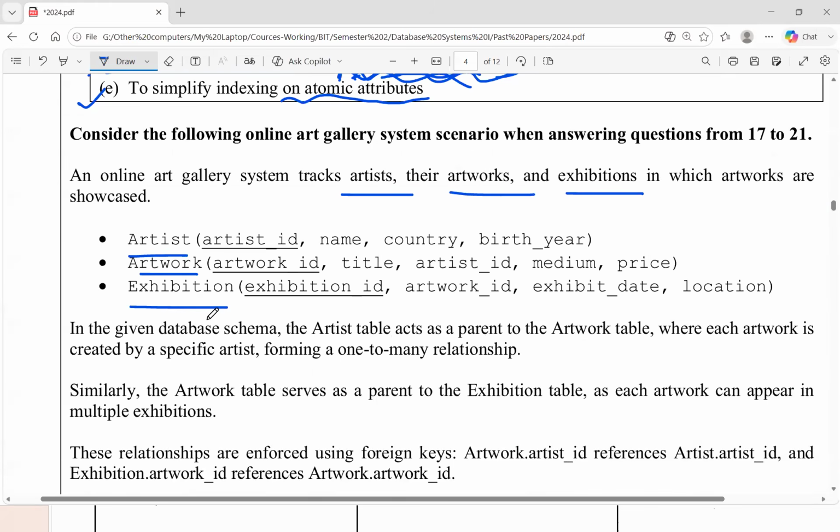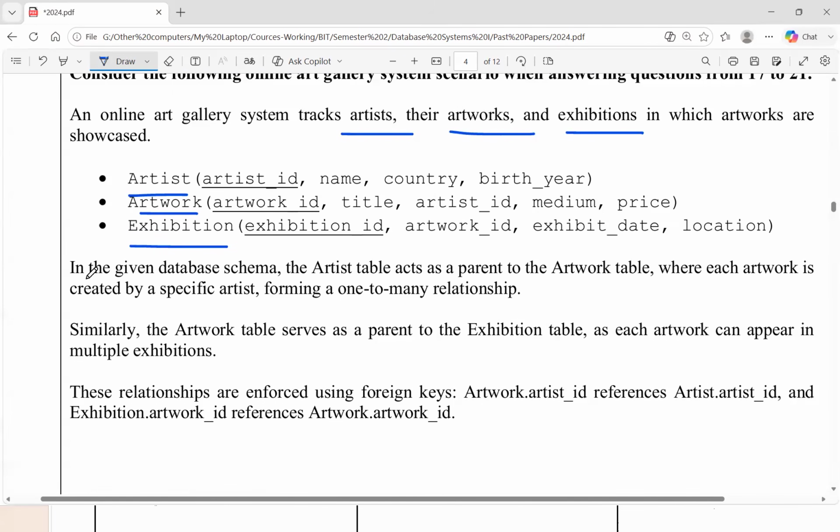In the given database schema, the artist table acts as parent to the artwork table, where each artwork is created by a specific artist. So each artwork is created by a specific artist. That is why we have the artist ID as a foreign key, forming a one-to-many relationship between the artist and artwork.